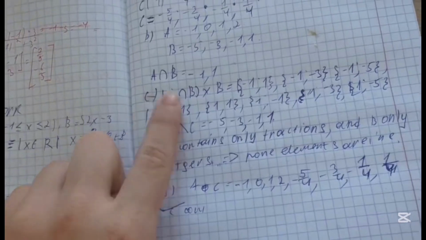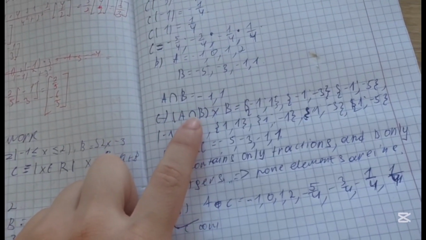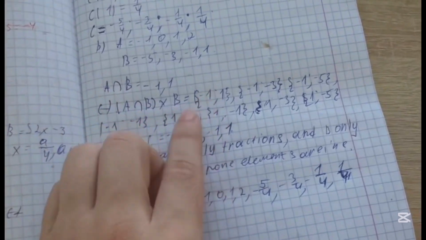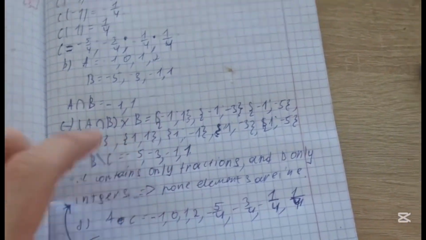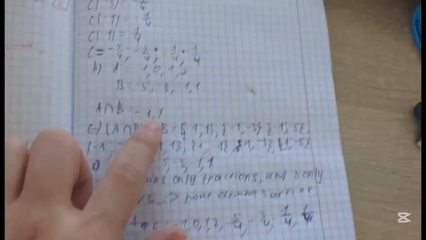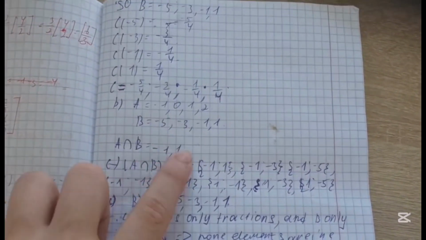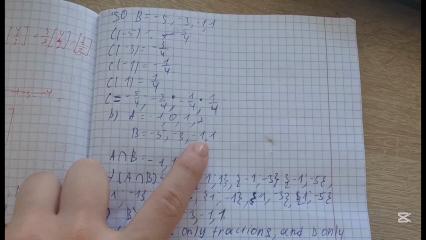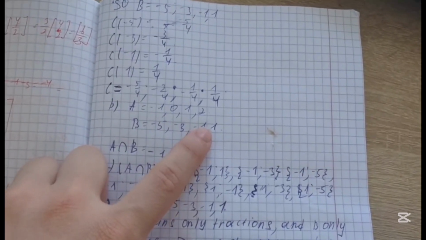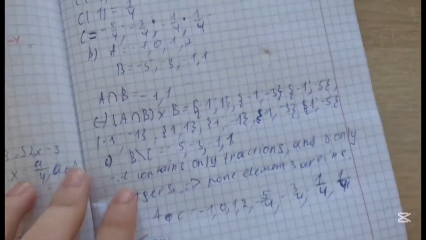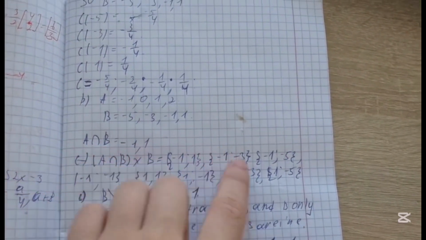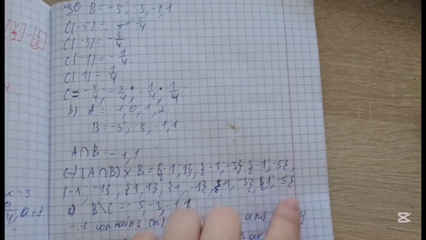Let's go with the next task. We find the intersection. Now let's get Cartesian products. It means we take the elements of one set, and we combine every element with the elements of the other sets. In our case, it's B, and we get all 8 different subsets.